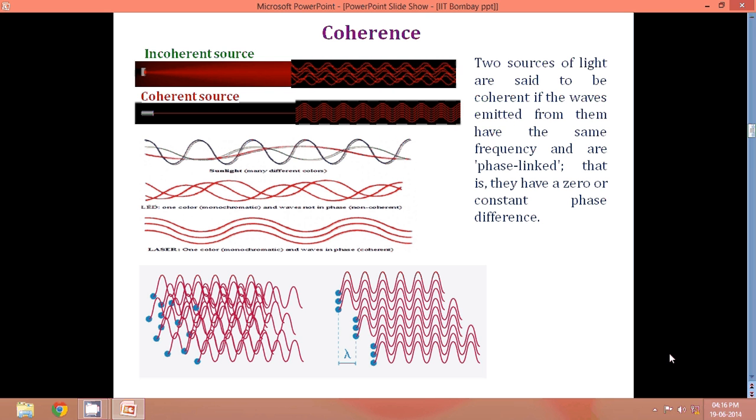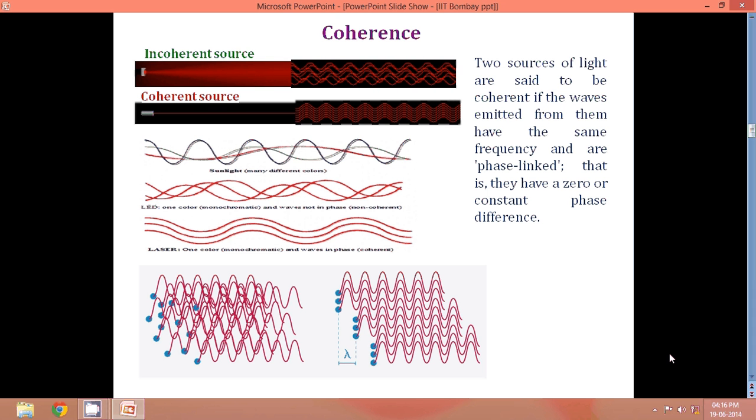In the first case, where the waves are not maintaining the same phase relation, the source is called an incoherent source of light. But when two sources emit light waves that have the same frequency and also have a definite phase relation, maybe zero or maybe any constant difference of phase, they are called coherent sources.